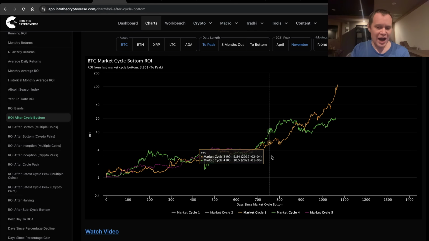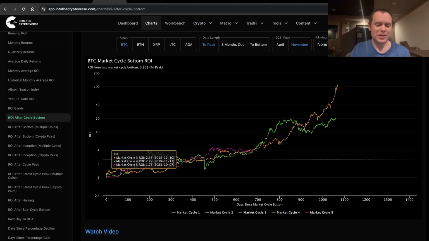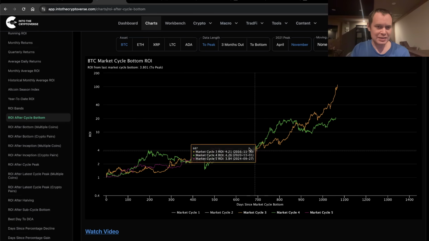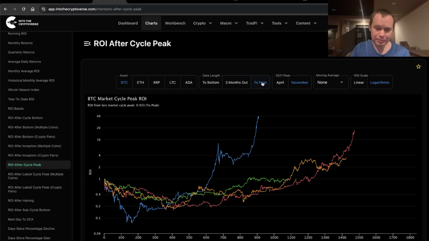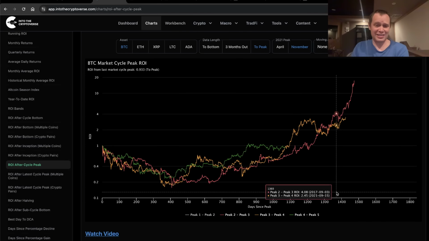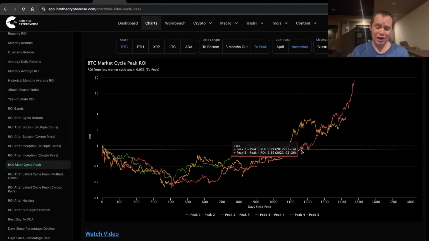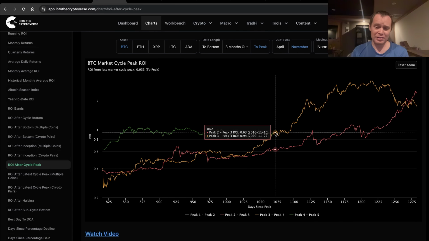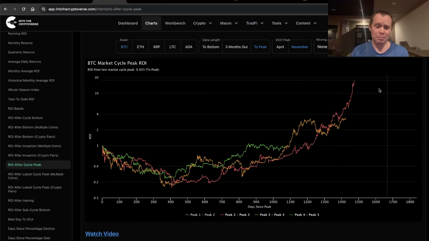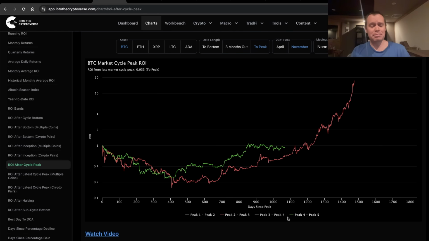The reason why you could argue that view is because, first of all, there is an ebb and flow to this, but if you measure the ROI after the cycle peak, Bitcoin's currently ahead of the last 2 cycles. Just as measured from November of 2021, it's actually back to where the last cycle was at this point in the cycle. But what's really fascinating is when you compare to the 2016 cycle, it's still very much ahead of where it was in that cycle at this point.